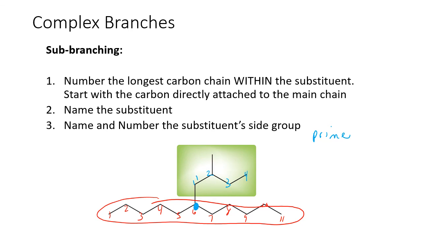So this is called 1 prime. This is called 2 prime, 3 prime, 4 prime. So it's just a little apostrophe written after the number. And that's how we know that those numbers are on a sub branch and not on the main branch.